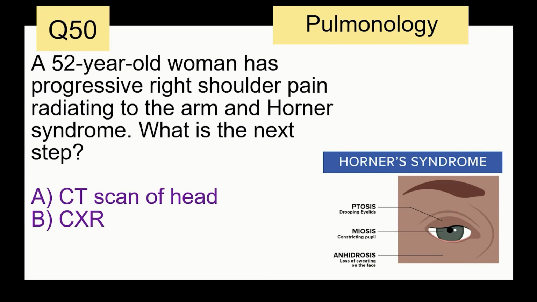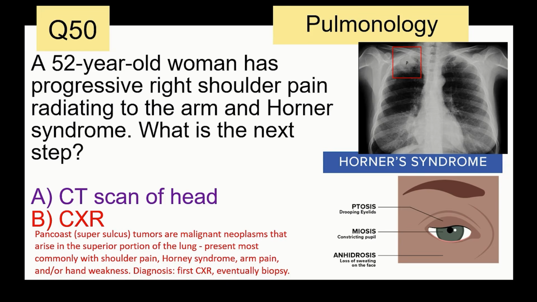Question 50. A 52-year-old woman has progressive right shoulder pain radiating to the arm and Horner syndrome. What's the next step? So this is SVC syndrome. We want to get a chest x-ray. SVC syndrome, for example, due to a Pancoast tumor.